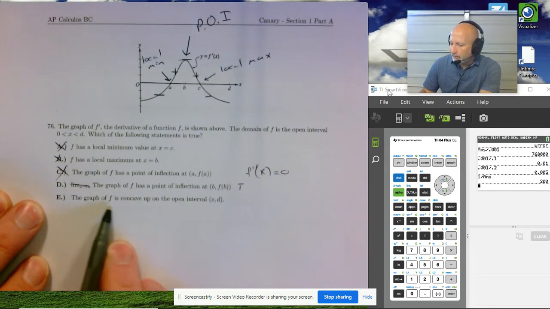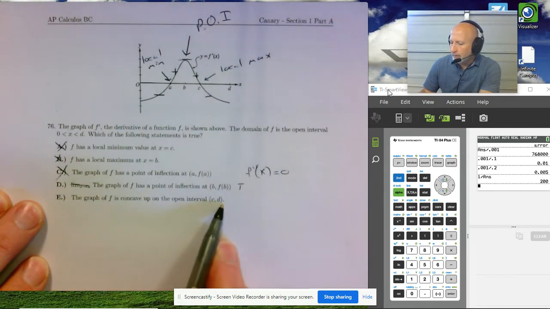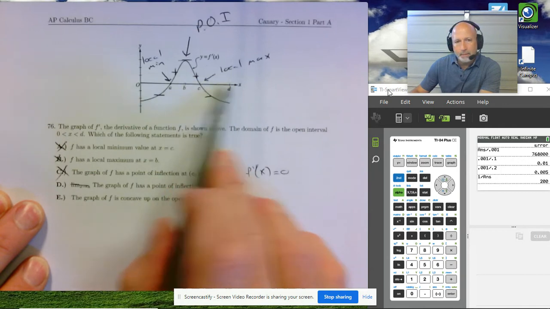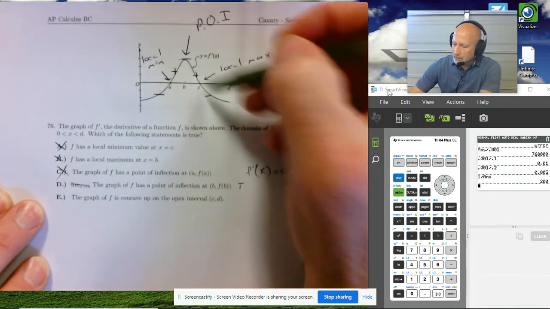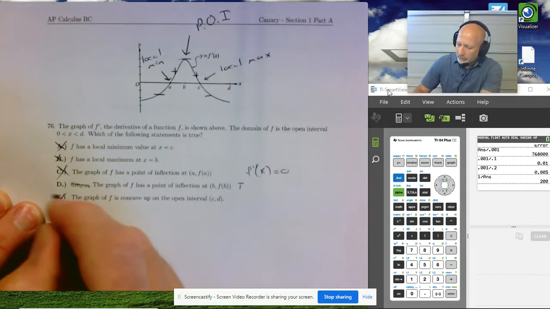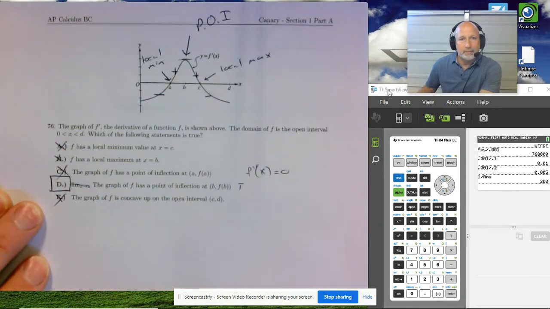The graph of f is concave up on the interval from c to d. So c to d is down there. Concavity is determined by the second derivative, and the slope of the tangent line there is negative. So this is false. So the answer there is D.